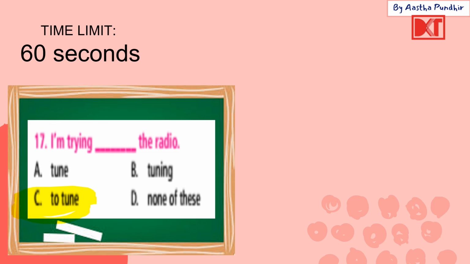tuning the radio, here this is not acting like a noun. It is acting like an object. Verb plus the object. Object is what? To tune the radio. I'm trying to tune the radio. So we will be using C, to tune, which is the infinitive form, formed with to plus the base form. Other, tune is the base form. Here B, tuning is the gerund, and D, none of these.